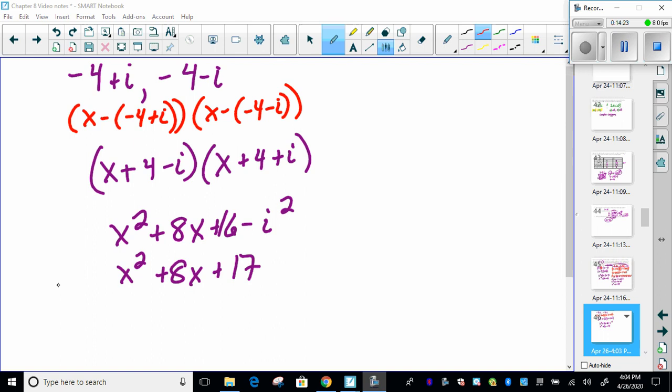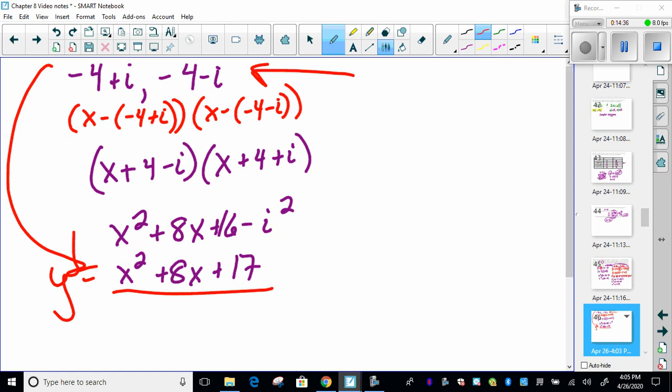Okay, so if this is a polynomial, we can put y equals, and then we have our equation. So now, if you know the quadratic, you can find the complex roots, and if you know the complex roots, you can find the quadratic equation. And we can do this with cubics and 4th degrees and 5th degrees. We just have to do it for each of the sets of roots. But please, please remember, if you have complex roots, they always come in pairs.